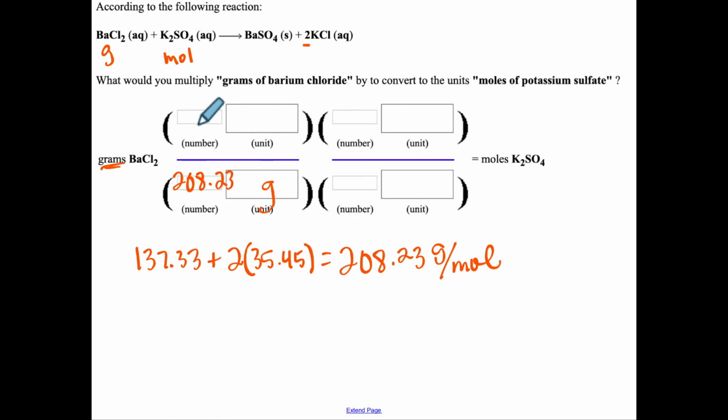So here we're going to put 208.23 grams per 1 mole. Now that would get us to moles of barium chloride, but we want moles of potassium sulfate. So we need to look and see how many moles are in the balanced equation for each of these. It happens to be 1 to 1. So we're going to say 1 mole of barium chloride is equal to 1 mole of potassium sulfate, and then we would be done with the problem and you could hit submit. Now, if there was numbers here, if there was a 2 or a 3 or a 4 here, you'd have to put numbers in instead of ones, but in this case, since they're blanks, you just put in ones.